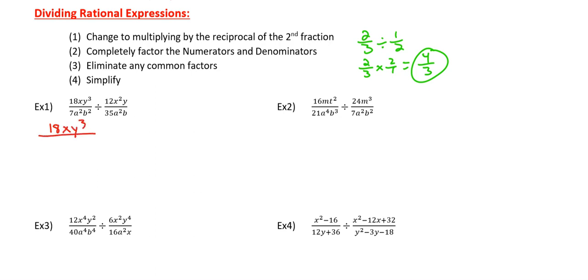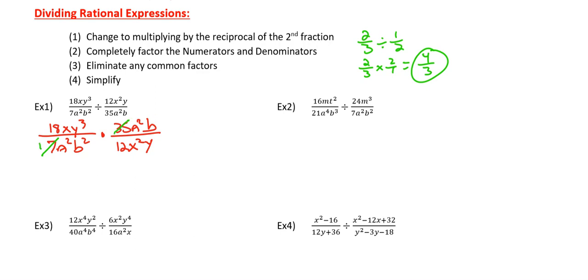So let's just rewrite this as a multiplication problem. 18xy cubed over 7a squared b squared times 35a squared b over 12x squared y. All right, so once it's rewritten, then you can go ahead and eliminate like we do on the diagonal, up, down, whatever way you can. So I'm going to go on the diagonal here.